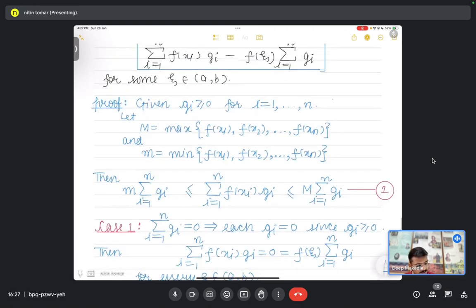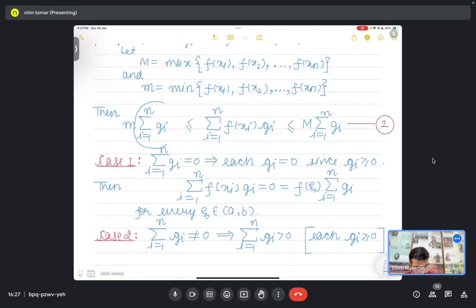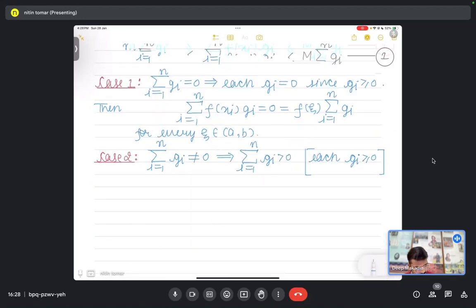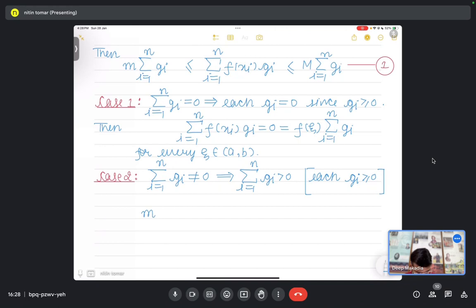Yes. Now what can you say about 1? I can divide by this number, right? All three sides, and the inequality will remain the same because this is a positive number. Am I right? So what I'm trying to say here is that 1 implies m is less than or equal to summation f of xi gi, i going from 1 to n, upon summation gi, i going from 1 to n, then less than or equal to capital M. Am I correct?